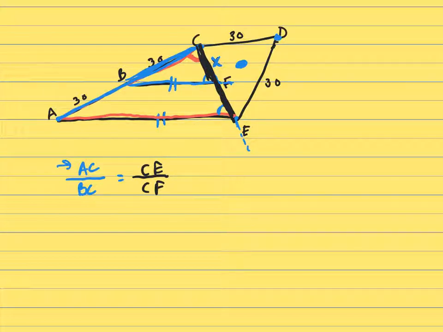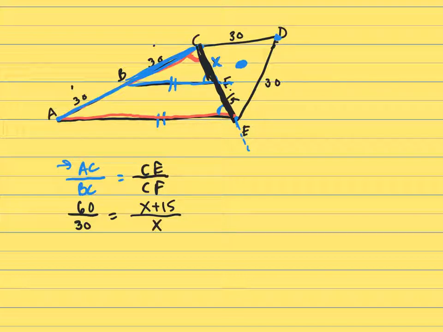Well, what is AC? The measure of AC is 30 plus 30, which is 60. And BC is labeled as 30. It was all given. Look at CE. CE is going to be, I didn't label this, but it's actually 15. So CE is going to be X plus 15. And CF is X.